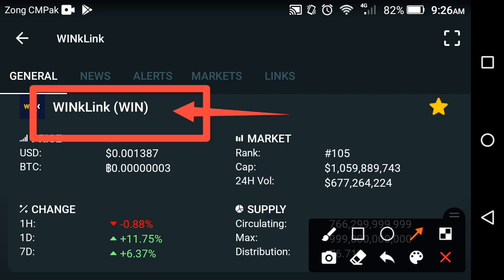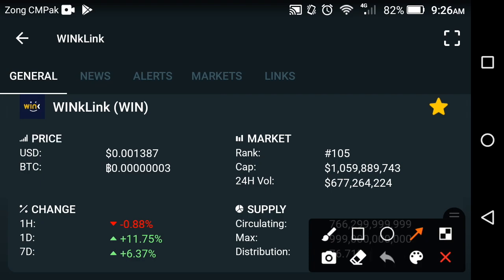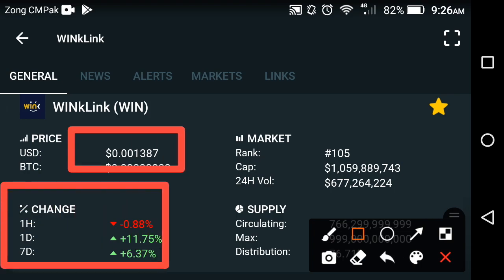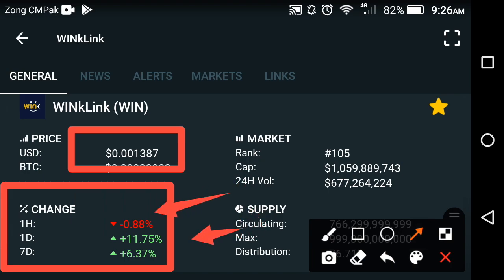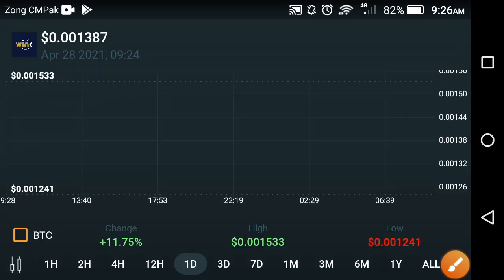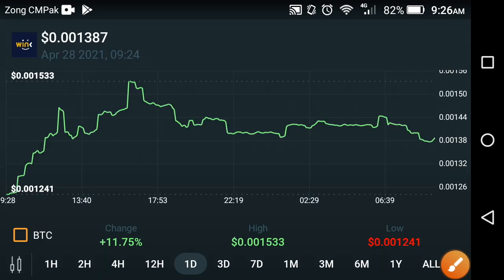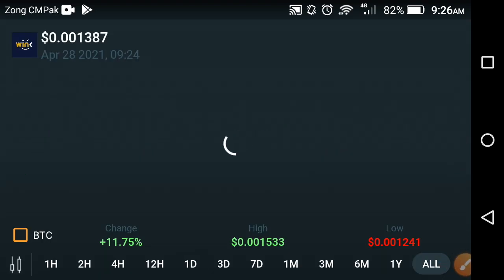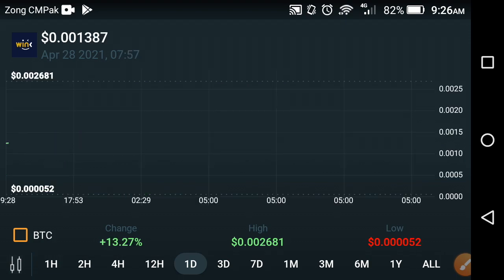Now friends, if we talk about the current price of the Wink coin, the current price is about 0.001387 USD. The change in Wink Link over the last 1 hour is negative, while the last 1 day and last 1 week changes are positive, friends. Now let's see the price prediction chart of the Wink coin for the last 1 day.